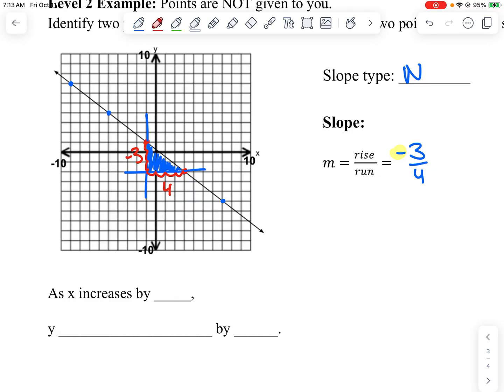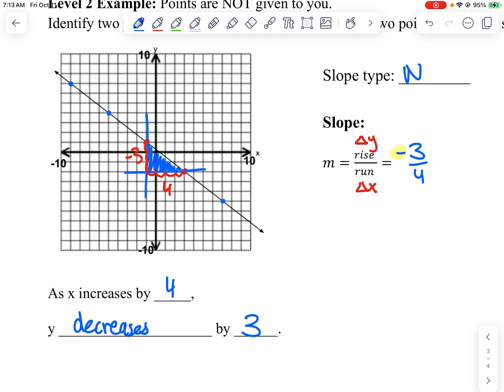Again, this is our change in y over our change in x. So no matter what 2 points on the line I picked, I would see that my y values went down by 3, in this case from 1 to negative 2, and my x values went over by 4, in this case from negative 1 to 3. So as x increases by 4, y decreases by 3. So that's how we'd find slope on a basic graph.